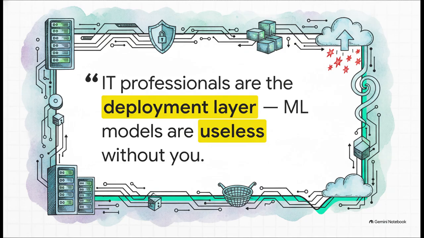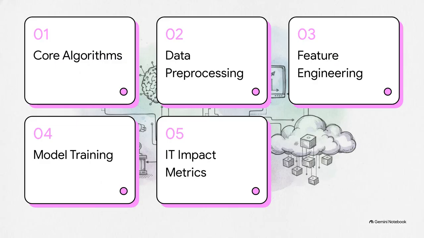There's this persistent, frankly dangerous myth out there that machine learning models just run themselves. The source text absolutely shatters that. It says, IT professionals are the deployment, infrastructure, and reliability layer. ML models are useless without you. Spam filters, intrusion detection, cloud autoscaling. Literally none of it survives without your deep infrastructure expertise. These advanced models simply cannot function on their own. Here's our roadmap for today. We'll move sequentially through core algorithms, data preprocessing, feature engineering, model training, and finally wrap up with IT impact metrics.